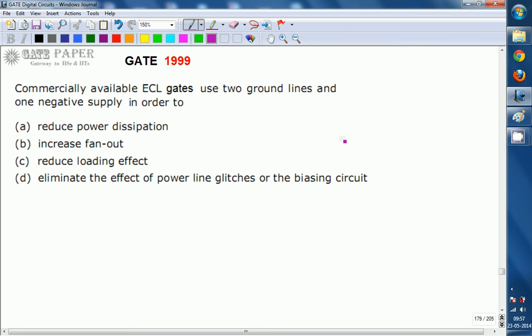Commercially available ECL gates use two ground lines and one negative power supply in order to reduce power dissipation, in order to increase fan out, in order to reduce loading effect, in order to eliminate the effect of power line glitches or the biasing circuit. So for what purpose are the two ground lines as well as one negative power supply used in the ECL logic gates?